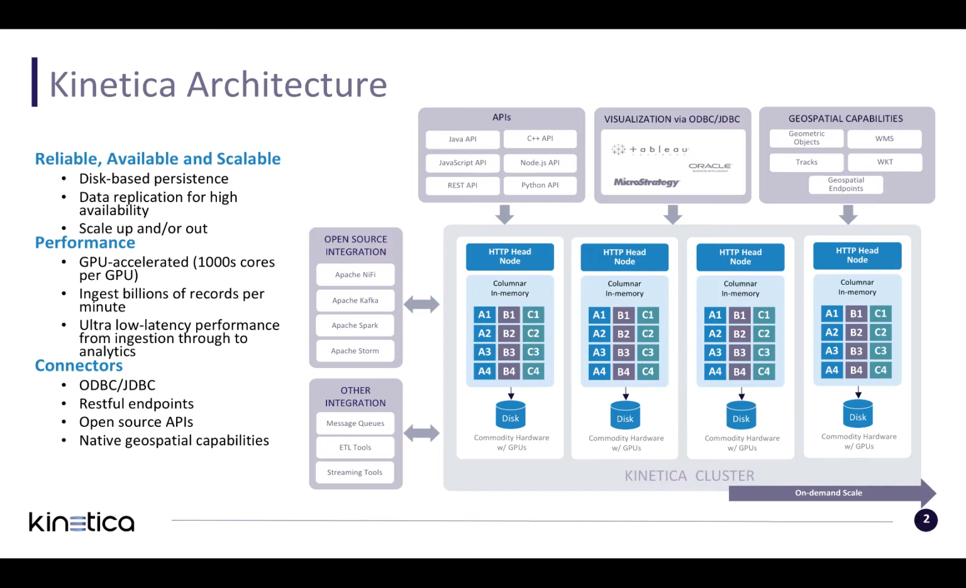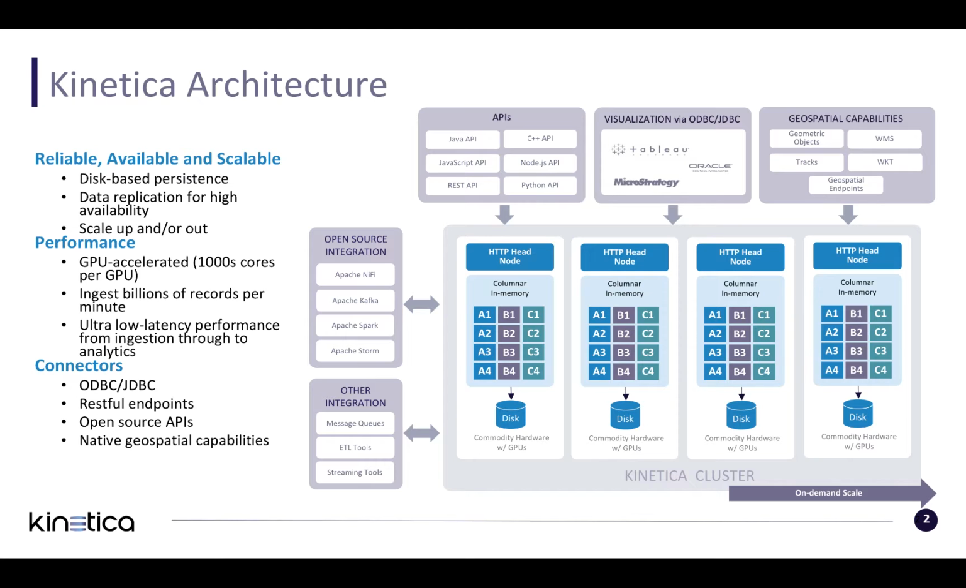The Kinetica Architecture allows you to store tens of terabytes of data and allows you to linearly scale on demand. This architecture shows you four different Kinetica nodes that are interacting with each other. Ingest of data could be through a head node that's on each of these different nodes. The architecture also allows disk-based persistence, which could be SSDs or flash drives, and data replication for high availability purposes. We also allow you to on-demand scale up and scale out.